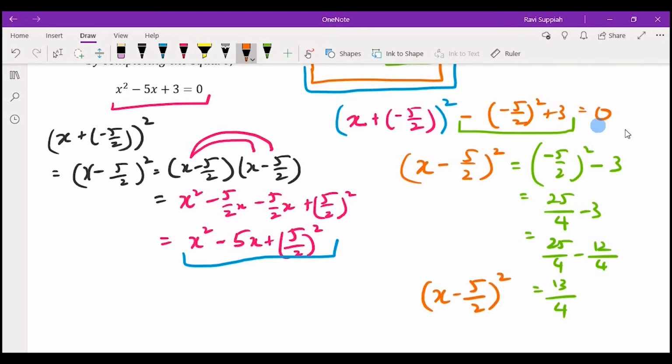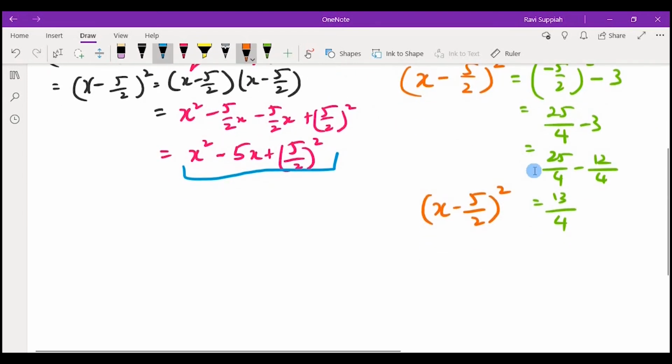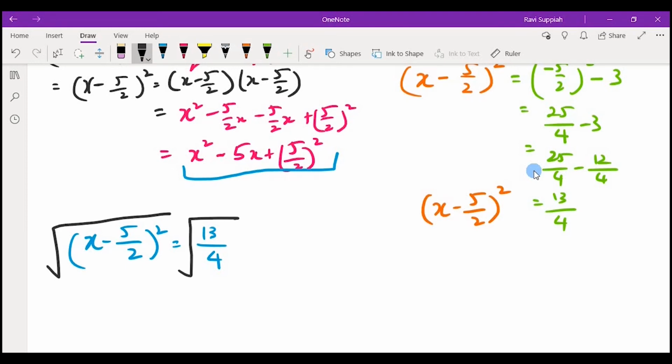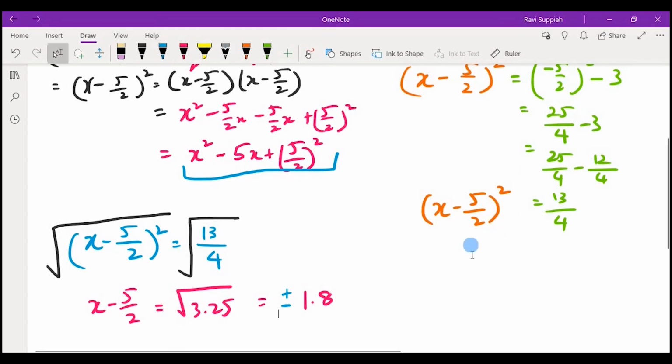Now what is the next step? Let me rewrite this on the left hand side: x minus 5 over 2, squared, equals 13 over 4. To get rid of the square, I must take the square root on both sides. So x minus 5 over 2 equals the square root of 13 over 4, which is the square root of 3.25, which is 1.8. Always remember, whenever you do a square root, you must put the plus and minus in front of it.